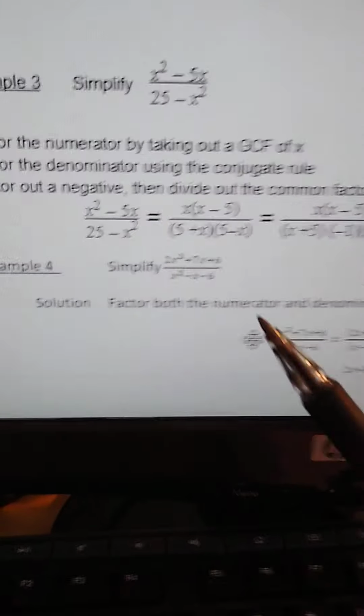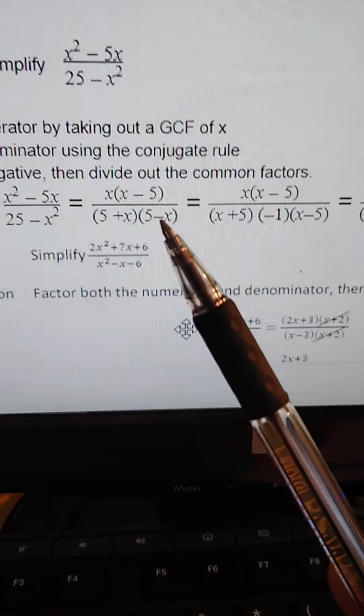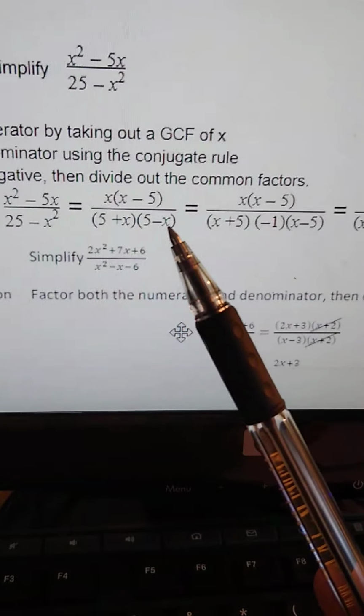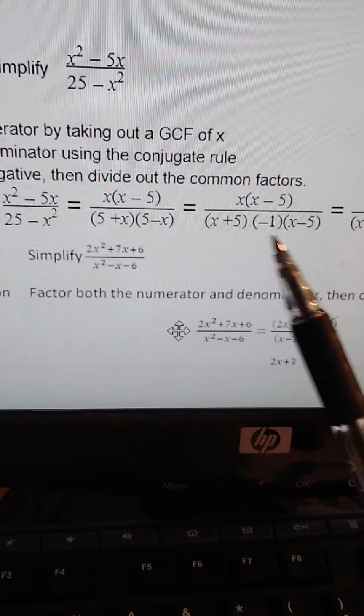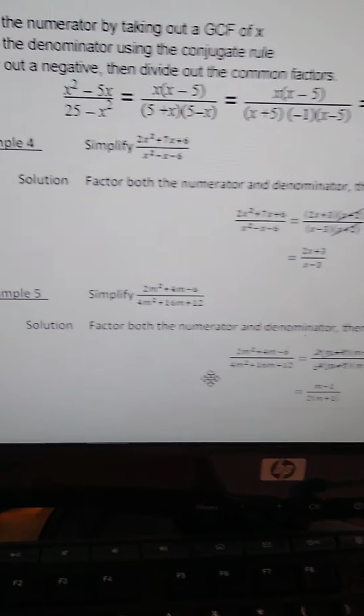Okay? So again, just in general, if you have the same thing with a minus sign, but it's not in the right order, take a negative 1 out of one of those factors, and you can switch it around and make them the same so that they can cancel. All right, next example.